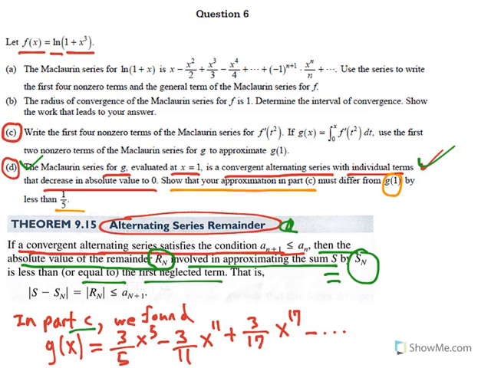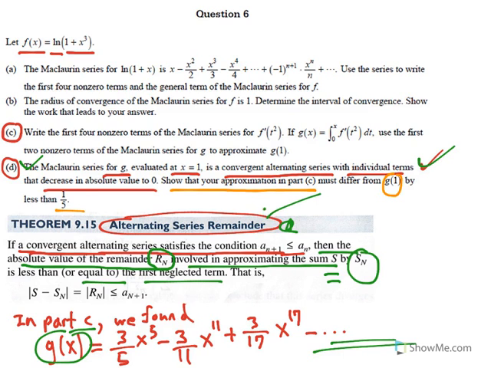This is what we found in part C. G of x is equal to this power series with infinitely many terms. But of course, if we want to approximate g of 1, we can use an nth partial sum of this infinite series. And in part C, we used the second partial sum.